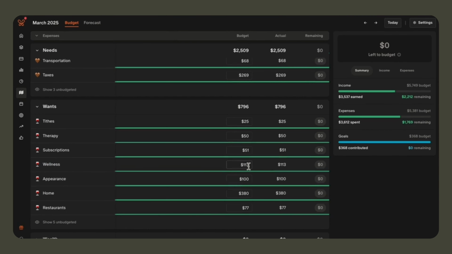For wellness, I spent $113. I got some workout supplies and also some skincare things. For appearance, I got some makeup and hair stuff.